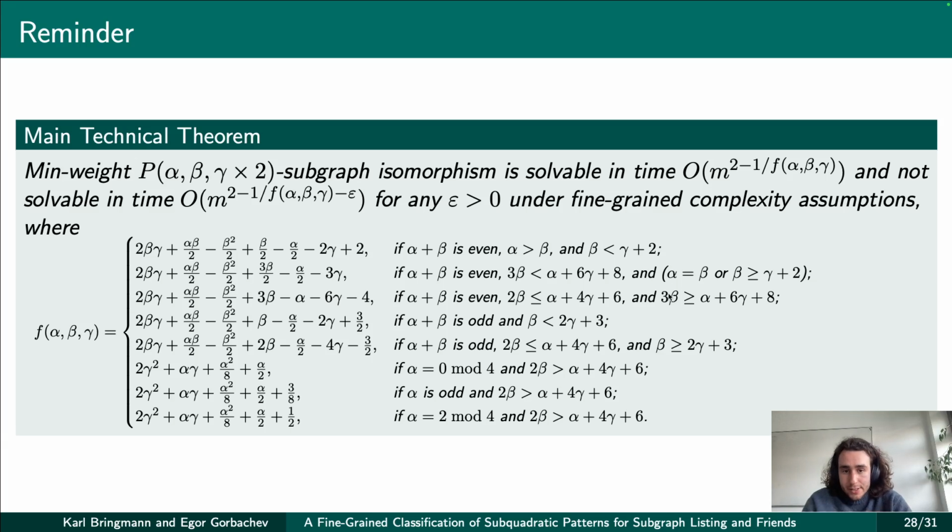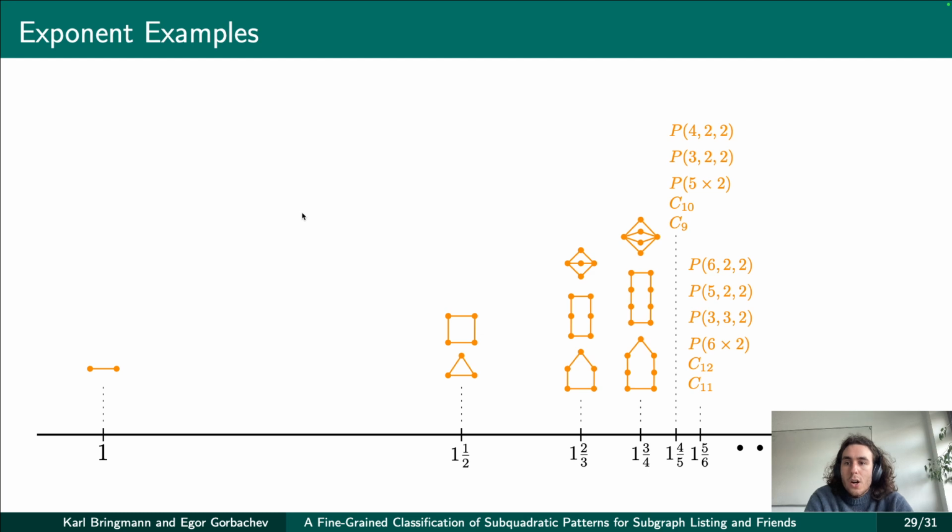And from the hardness perspective, we design matching conditional lower bounds based on clique embeddings for all these patterns, P alpha beta gamma times 2. We're now finally ready to build the desired picture of the distribution of patterns between time complexity exponents. To the best of our knowledge, before our work, only the time complexity in point 1 was fully understood. And now we present it for all infinite number of points between 1 and 2 exclusively.